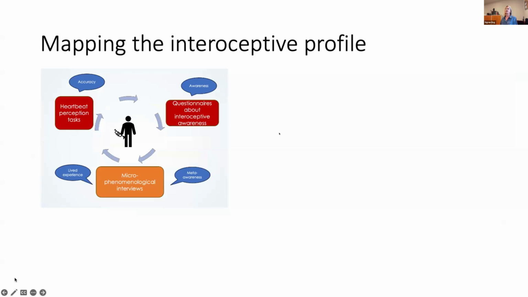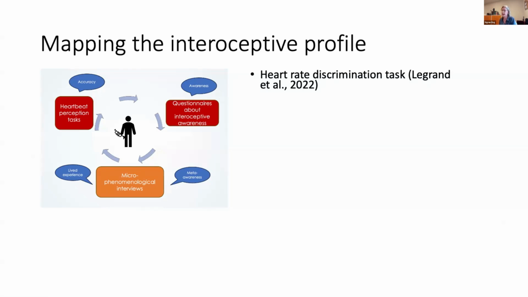And to do this, I would like to try to map the whole interoceptive profile of the musician. So I will do a heartbeat perception task. This one is the heart rate discrimination task to measure the interoceptive accuracy in my participants. That is taking the pulse and checking if people are at the same time able to feel their heartbeat without holding anywhere on the body.